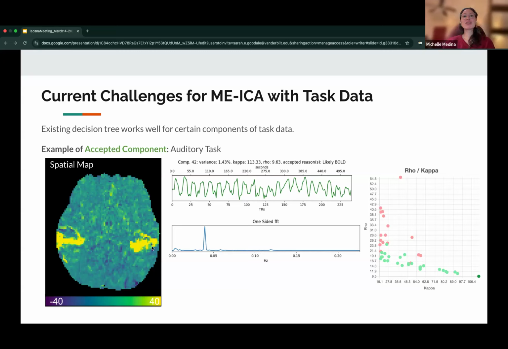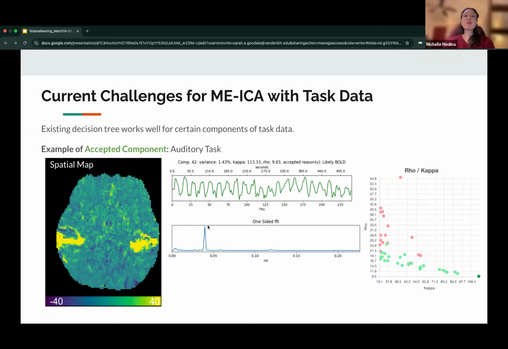If you look at the spatial maps, there's high signal in levels of expected activation. This is the primary auditory cortex. Then looking at the time series, we see this periodic structure that's very analogous to the block design that we use for what the task regressor time series looks like.